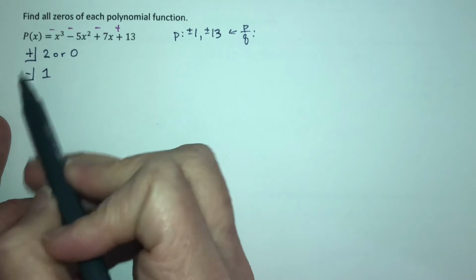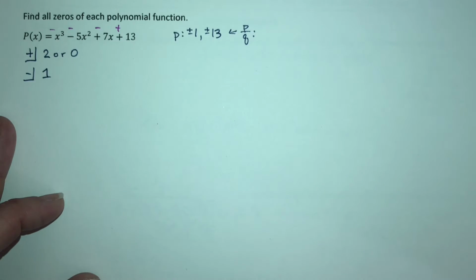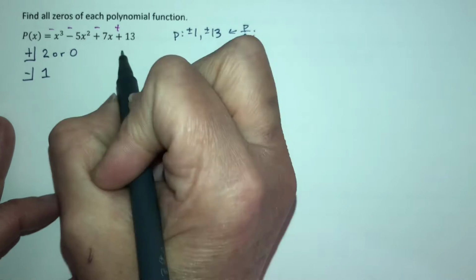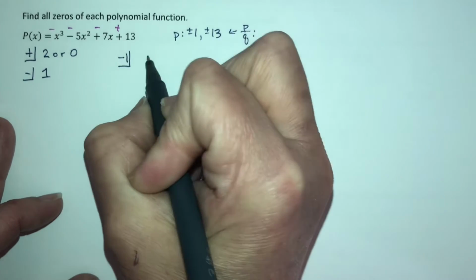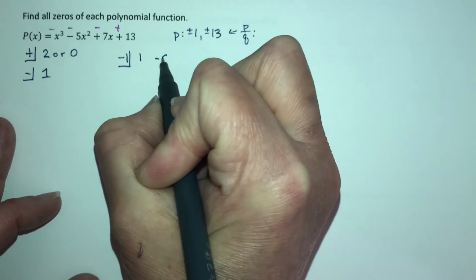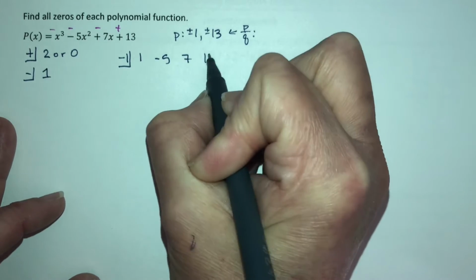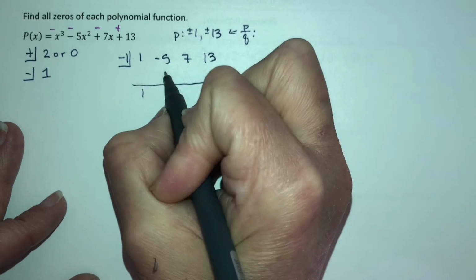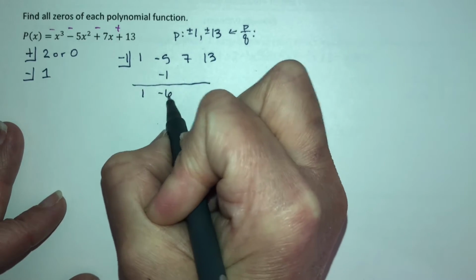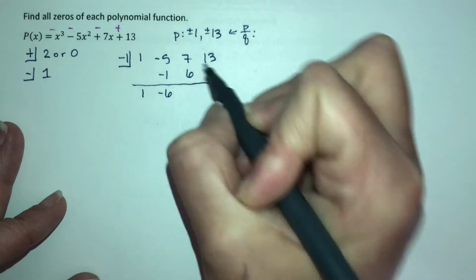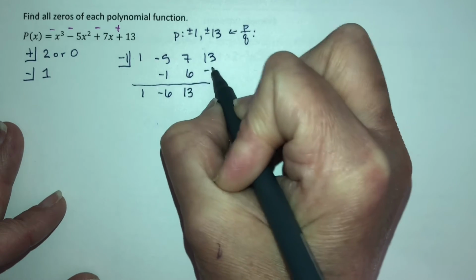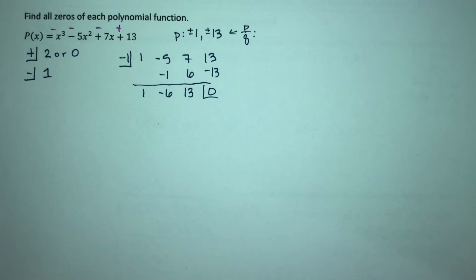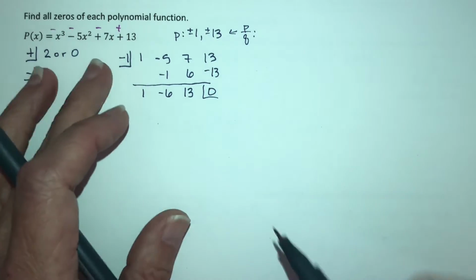And since I know I have a negative solution, I'm going to try those first, when I know that there's a distinct possibility that I have no positive solutions. So let's just check negative 1. Okay. And when I do that, I bring down the 1 and get a negative 1, negative 6, positive 6, 13, negative 13, and I have a 0. Okay, so I know that one of my solutions is negative 1.